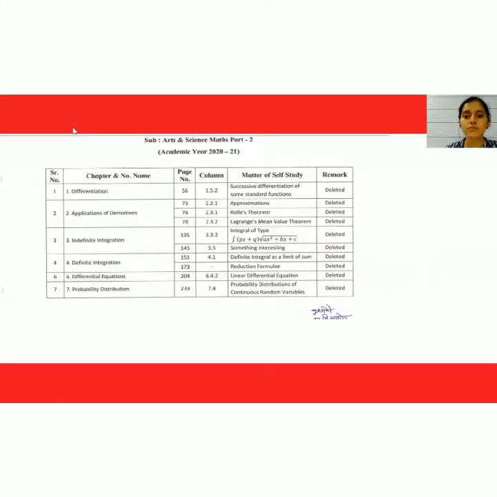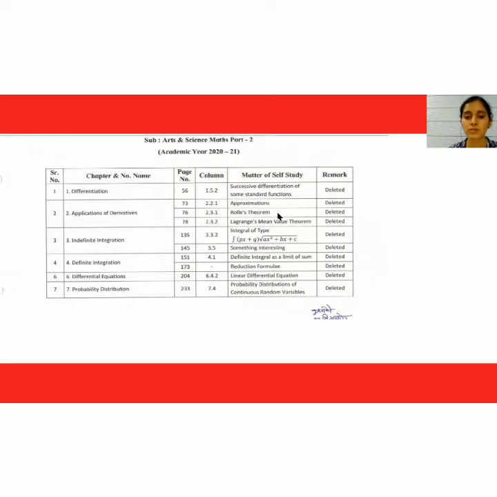Yeah, successive differentiation of some standard functions. Okay, that is not there. So that topic would be excluded. I have explained that already in the chapter when I finished it. So you can go through the explanation once to just know what the topic is. And sums based on successive differentiation of standard functions, that is nth derivative, will be excluded. Okay. Let's go to applications of derivatives.